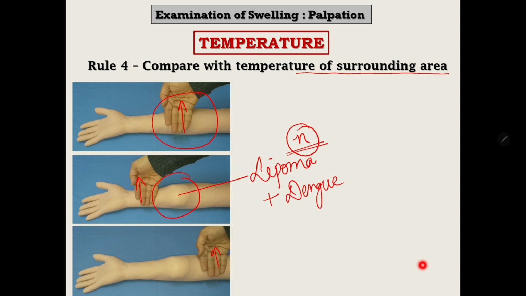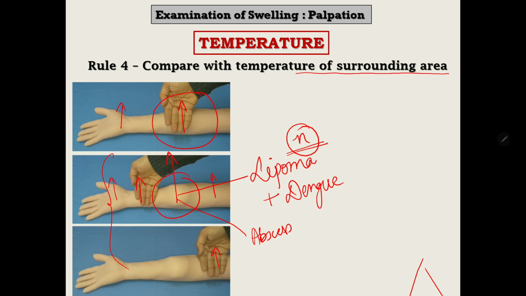Now this will be missed if you don't examine the surrounding area. Well, sometimes students ask me a very common question, that what will happen if there is an abscess with fever? Suppose imagine that this is abscess, and the patient is febrile. So what will happen, that you will find that the temperature of patient's body is increased, but still the temperature over abscess will be higher than the surrounding area.